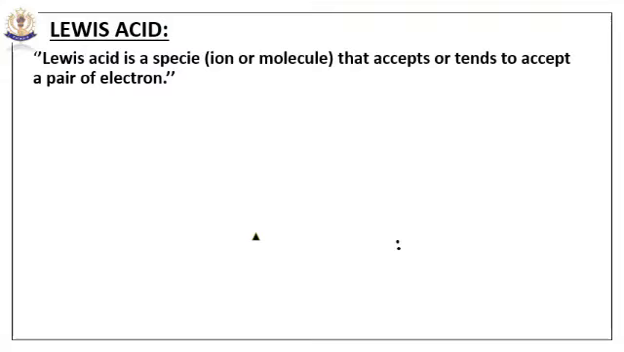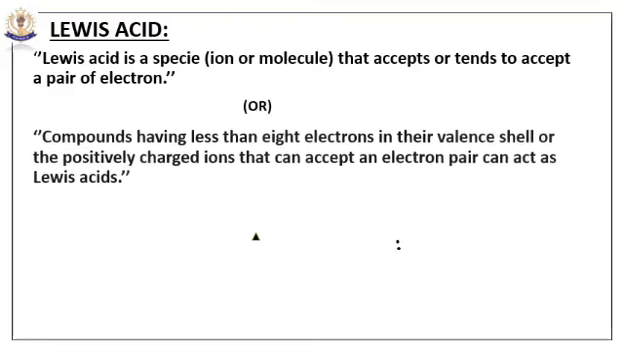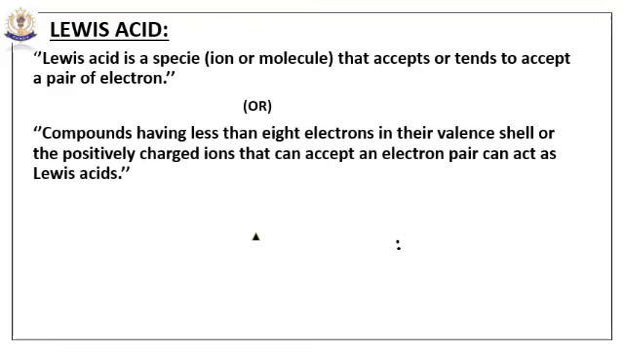Let's begin with the definition of Lewis acid. Lewis acid is a species. That species may be an ion or a molecule that can accept or tries to accept a pair of electrons. So we can say that Lewis acid is an electron pair acceptor, or we can say that the compounds having less than 8 electrons can accept a pair of electrons, have the tendency to accept a pair of electrons, and the positively charged ions can also accept a pair of electrons. So these both can act as Lewis acids. Let's see an example.